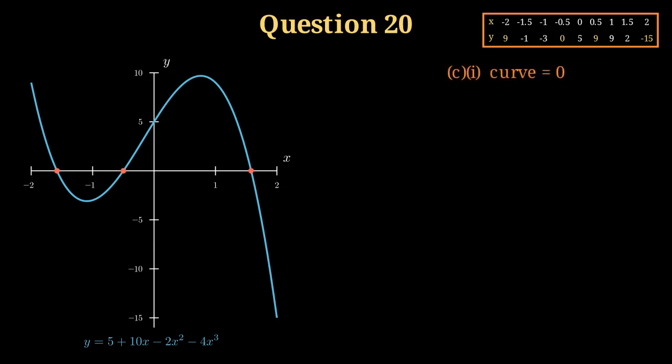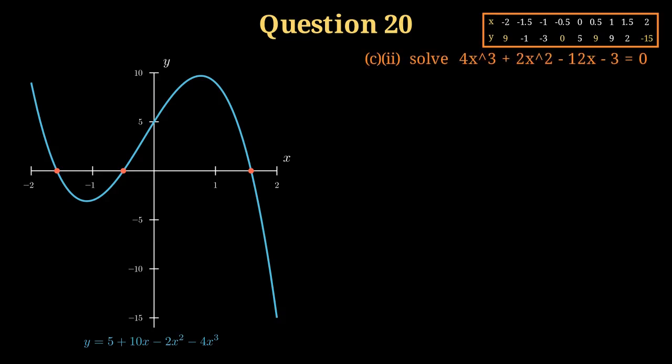Part C, 1. To solve the equation curve equals 0, we simply read where the graph crosses the x-axis, because on the x-axis, y is 0. The curve cuts the x-axis at about minus 1.58, minus 0.5, and 1.58. Those are our 3 solutions.